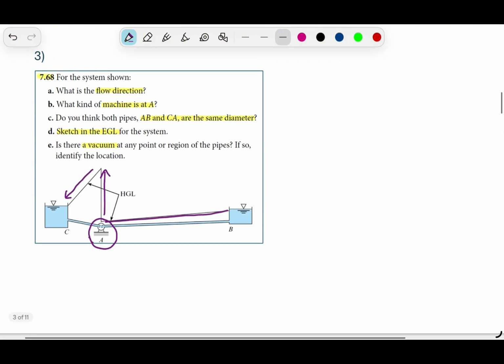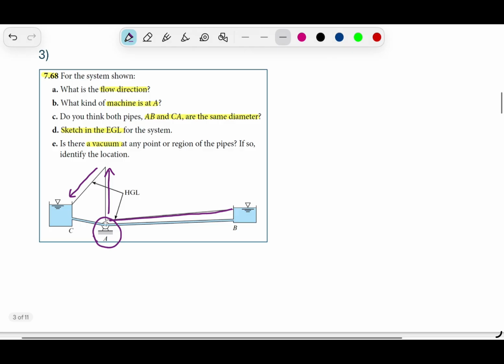So we have a machine here, and it should provide an increase in water height. So this is most likely a pump. The pump should be assigned in the flow direction as well, so that we can say the flow is from right to left. And we also said it is a pump. So let's see if these pipes have the same diameter.